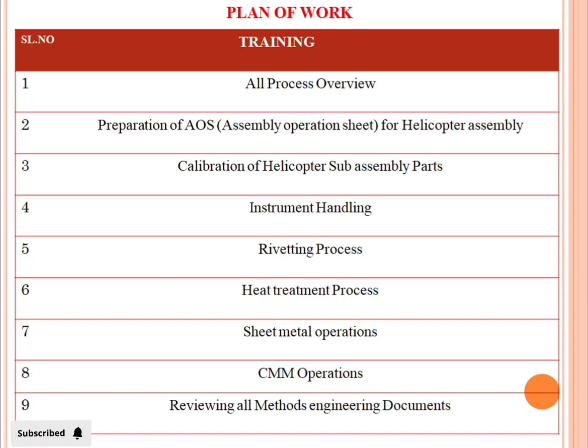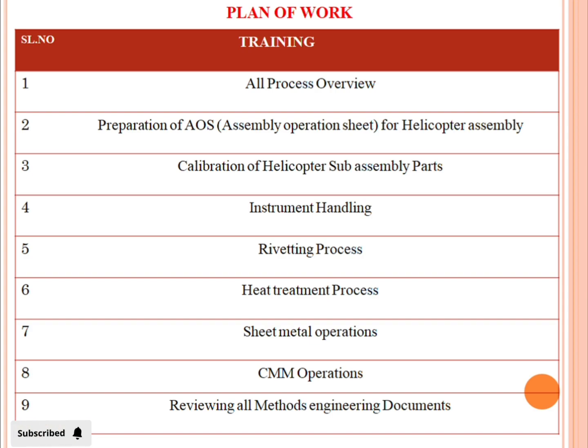Basically, rivets are permanent joints, but in some cases, rivets can also act as temporary joints. Heat treatment process, basically manufacturing of helicopter parts, especially in dynamic technologies.